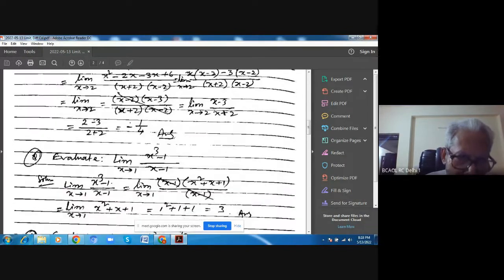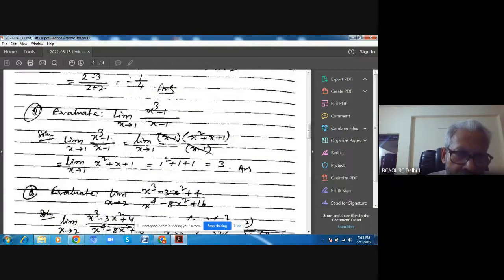See another one. Simple. Limit x tends to 1. Simply x is equal to 1, you have to put it somewhere. And this is the function, x to the power 3 minus 1 divided by x minus 1. You calculate it, it is also a formula, a cube minus b cube. You have to cancel each other in the top portion, so only this portion remains. Simplify.